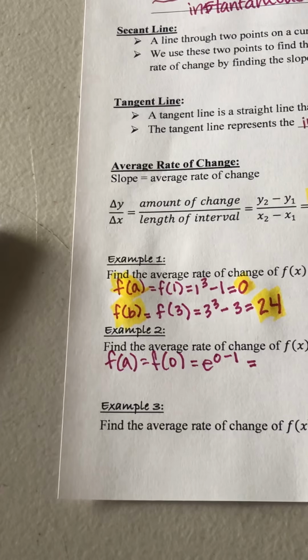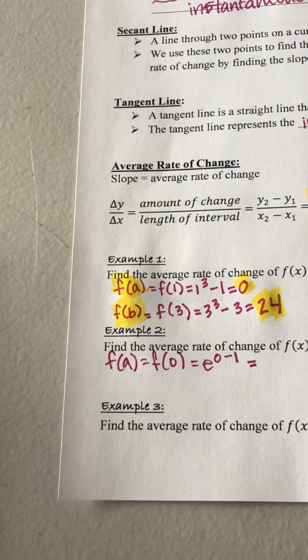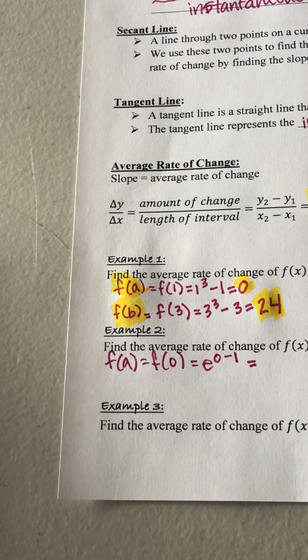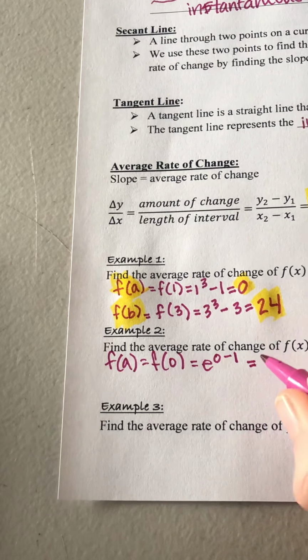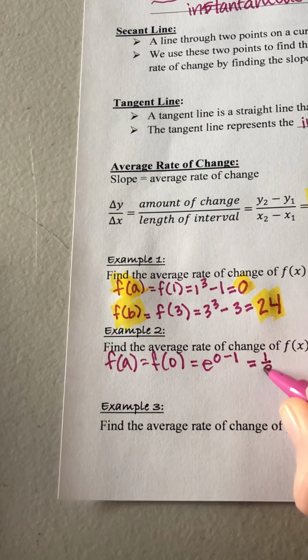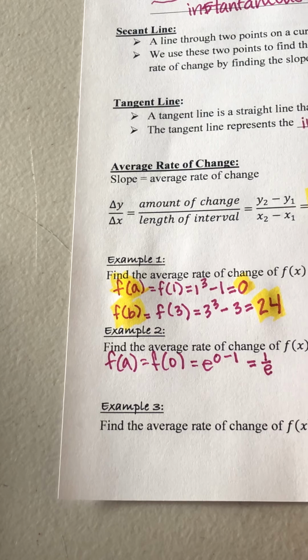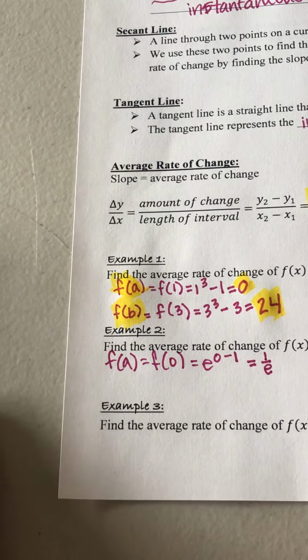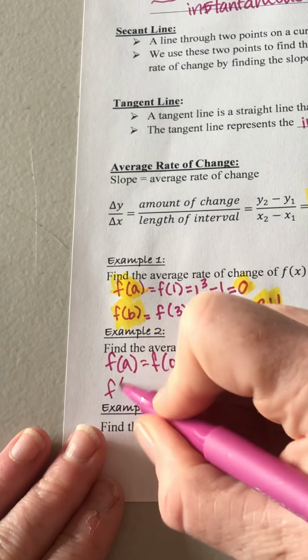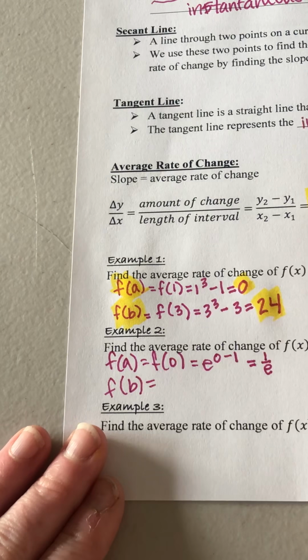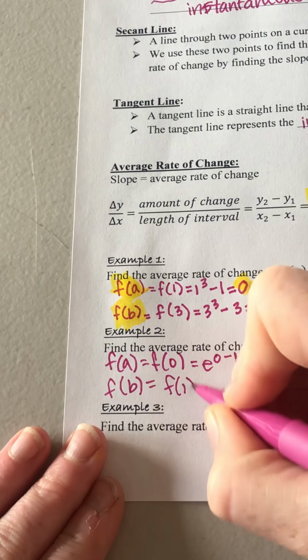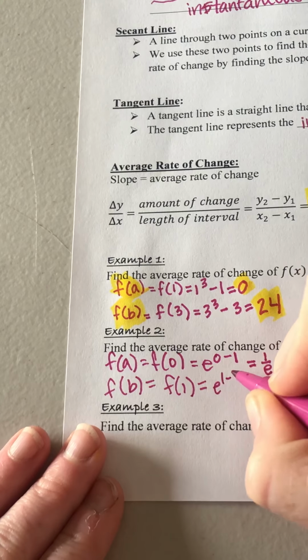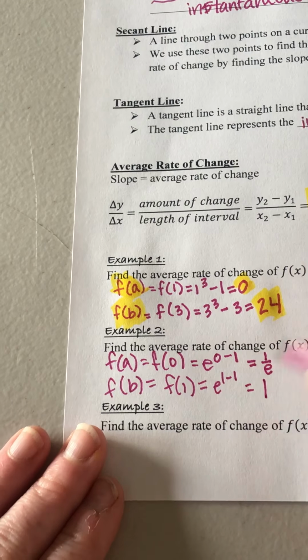Okay, that's e to the negative 1, which is just 1 over e. Let me see what f of b ends up being, because we might change those to decimals. All right, let's see what f of b is. That's f of 1, which is e to the 1 minus 1. E to the 0 is 1.